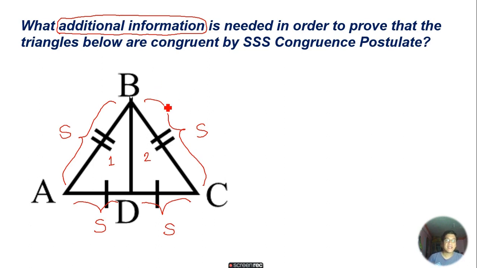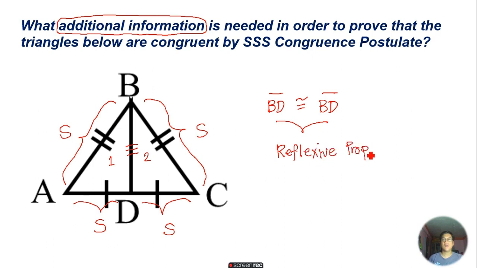So in this case, I can see that side BD is congruent to side BD. Okay, so this is that side. Okay, so BD. Now, why are they congruent to each other? Because we know that they illustrate reflexive property of congruence. There it goes. So that is the additional information needed to complete the SSS congruence postulate.